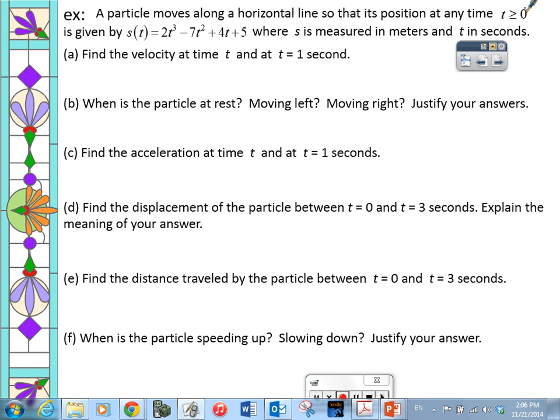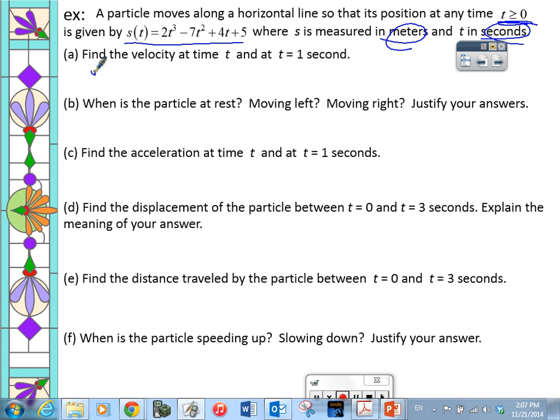We have a particle moving along a horizontal line so that its position at any time t, where t is greater than 0, which gives us a restriction, is given by this position function, where s is measured in meters and t in seconds. All right, so let's take a look at part A. It says find the velocity at time t and at t equals 1. Well, find the velocity at time t is a very fancy way of just saying find the equation of velocity. That's what it's asking you to do.